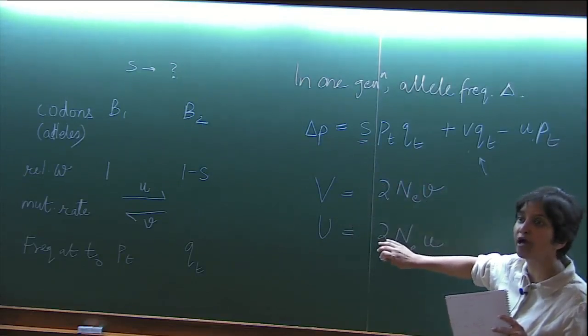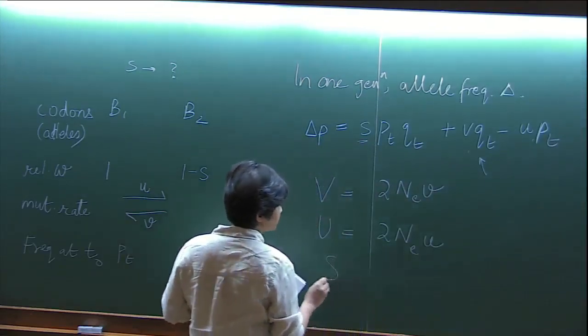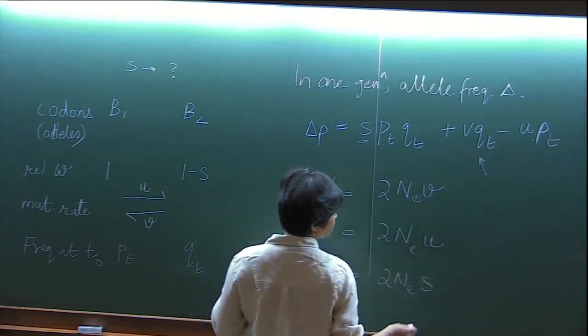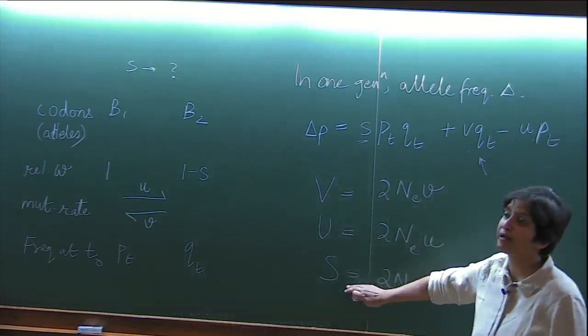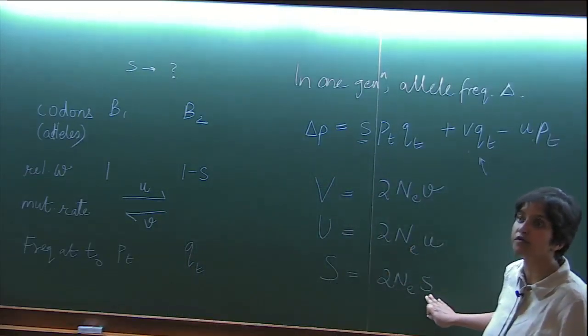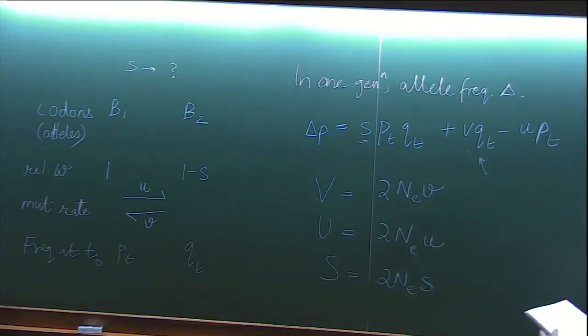Yeah? So with the diploid, it would be 4NE. Okay. And then if big S is also 2NE small s, this is effectively a parameter that tells us what is the relative impact of selection versus drift, right? Given a finite population size.